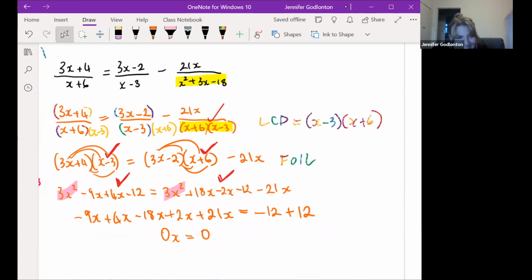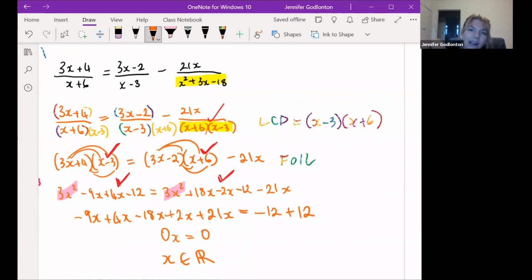Beautiful, yes, x ∈ ℝ. x is any real number, or you can write x can be anything, because it doesn't matter what value x is. If x was 1, 0 times 1 is 0. If x was 2, 0 times 2 is 0. And x can be anything and it would be equal to 0. So we can write x is an element of any real number, or you could say x can be anything.